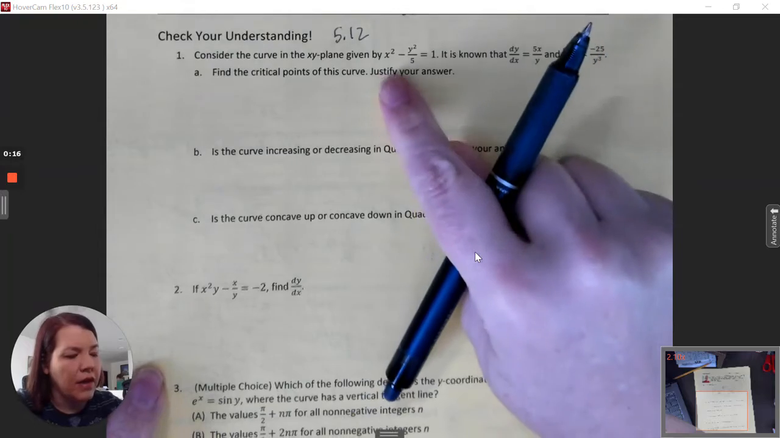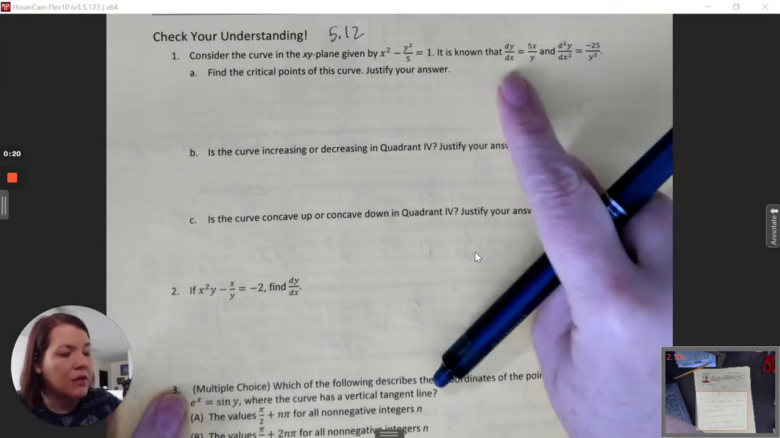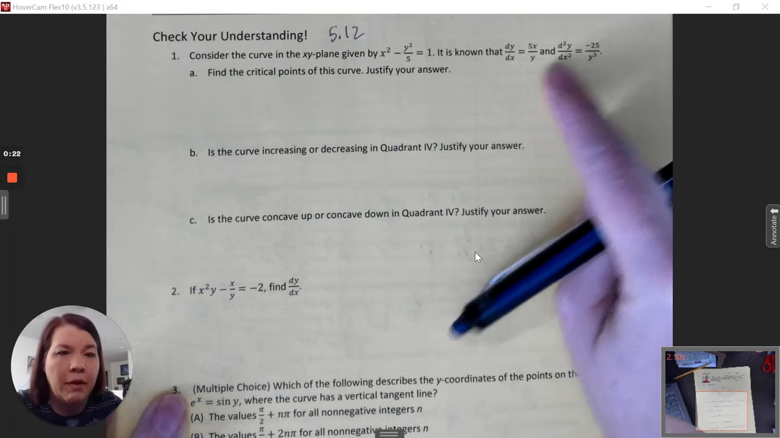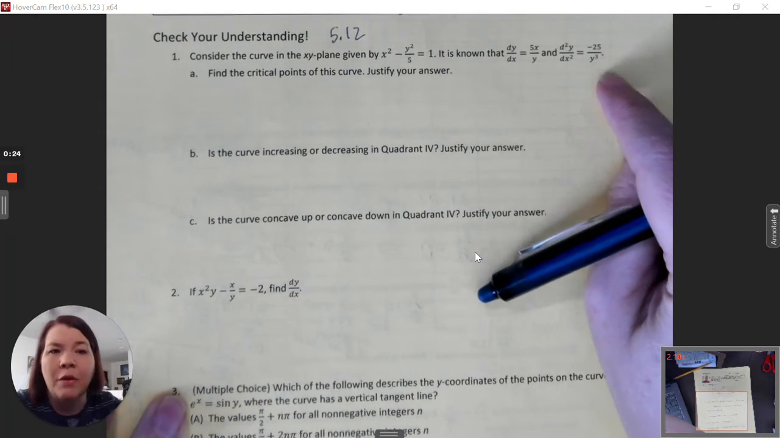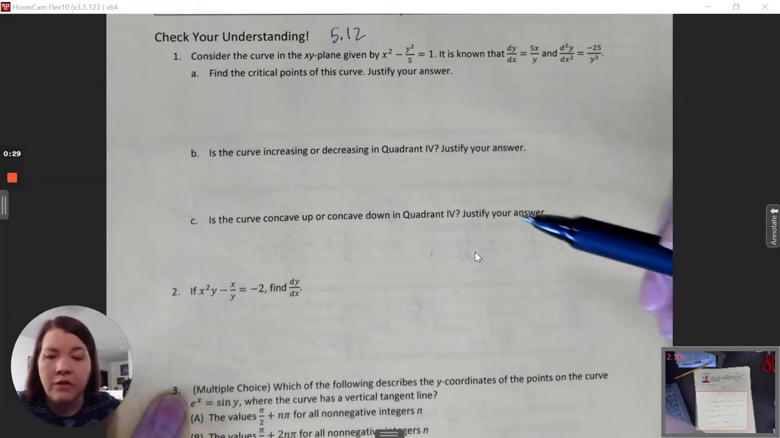So consider the curve in the xy plane given by x squared minus y squared divided by 5 equals 1. It is known that the first derivative is equal to 5x divided by y, and the second derivative is equal to negative 25 divided by y cubed. Okay, find the critical points of this curve and justify our answer.